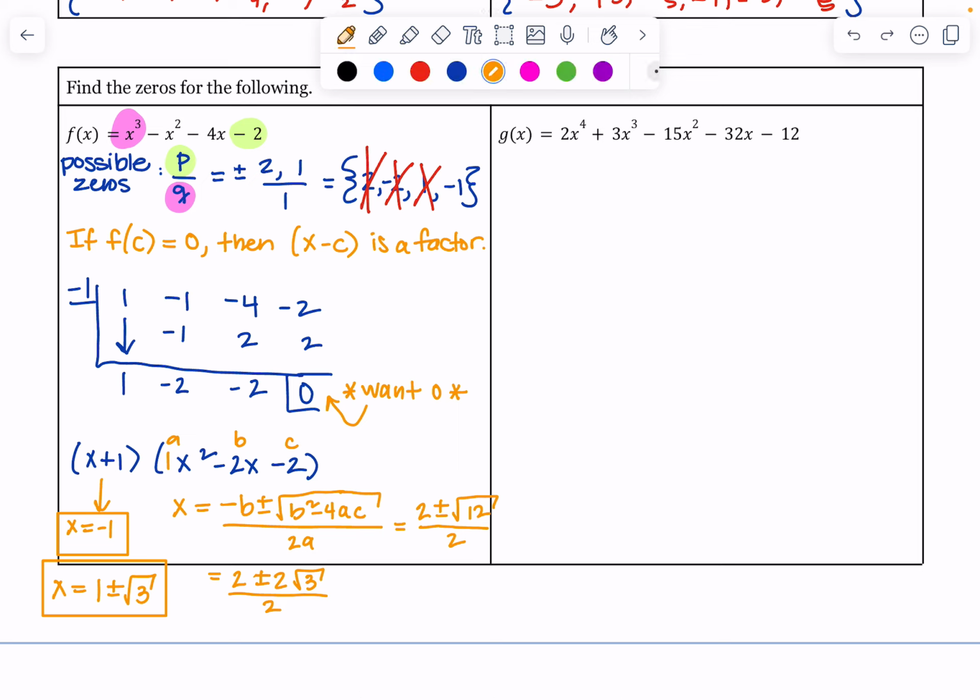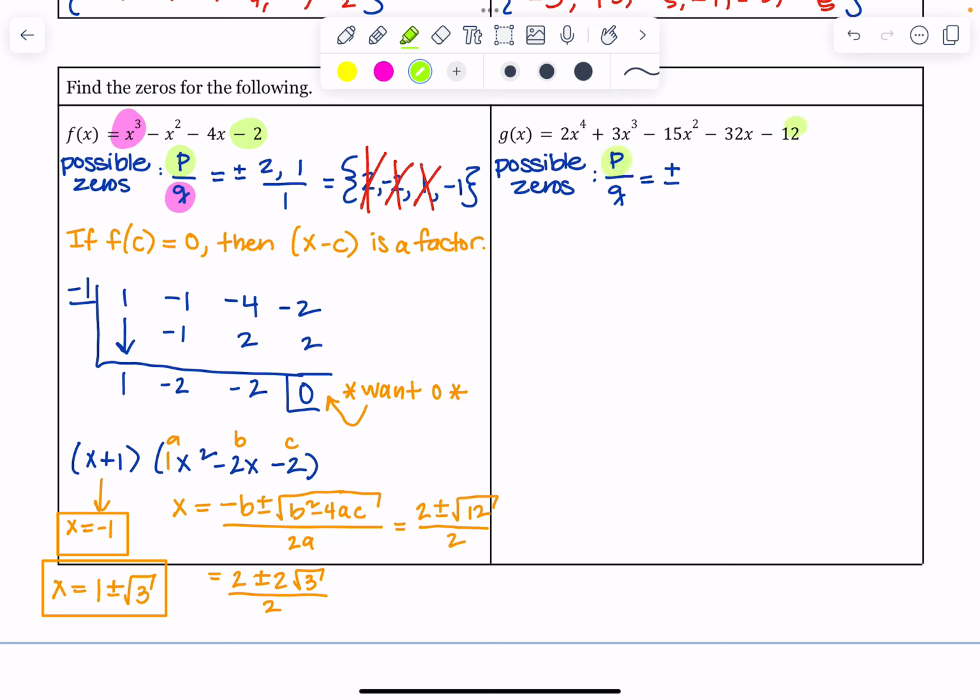All right, same thing for g of x. We have 2x to the 4th plus 3x cubed minus 15x squared minus 32x minus 12. So let's list out our possible zeros. So we're going to take factors of p over factors of q, and they're going to be positive and negative. Remember here that p is -12 and q is 2.